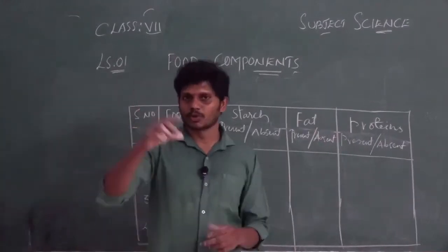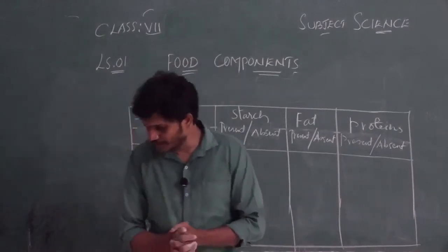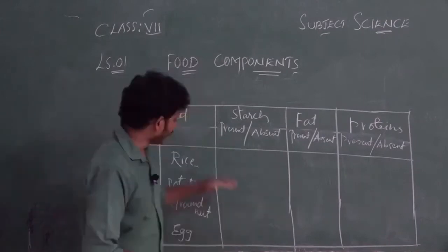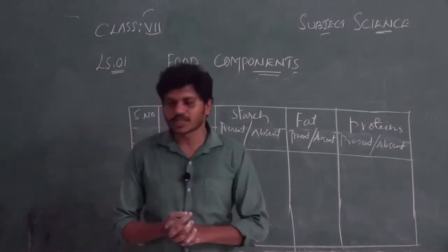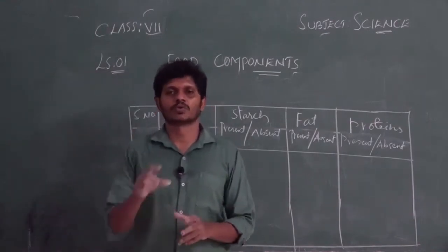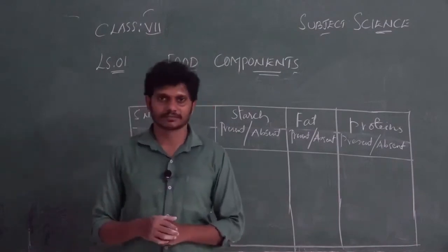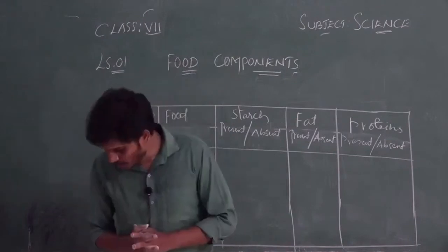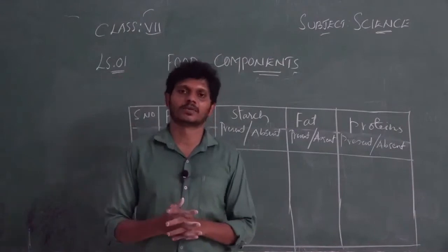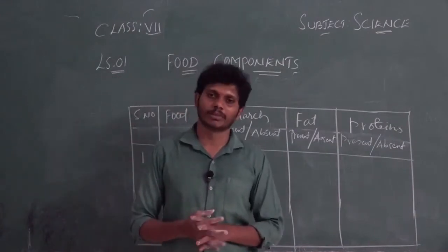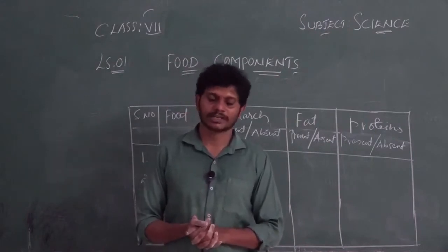We have some questions related to this. Which food shows the presence of starch? Out of all these food materials, which contain starch or carbohydrates needs to be listed. And next, what nutrients are present in milk? Can you find out? Let's see.